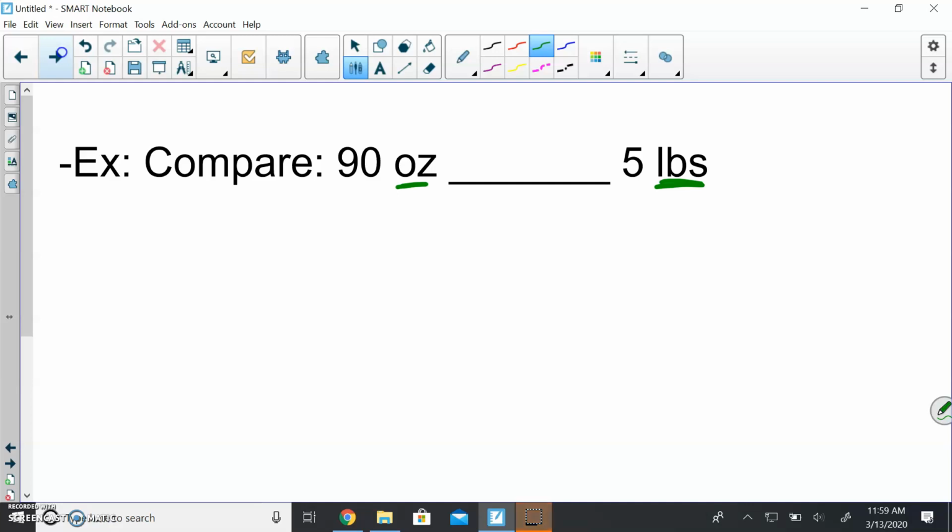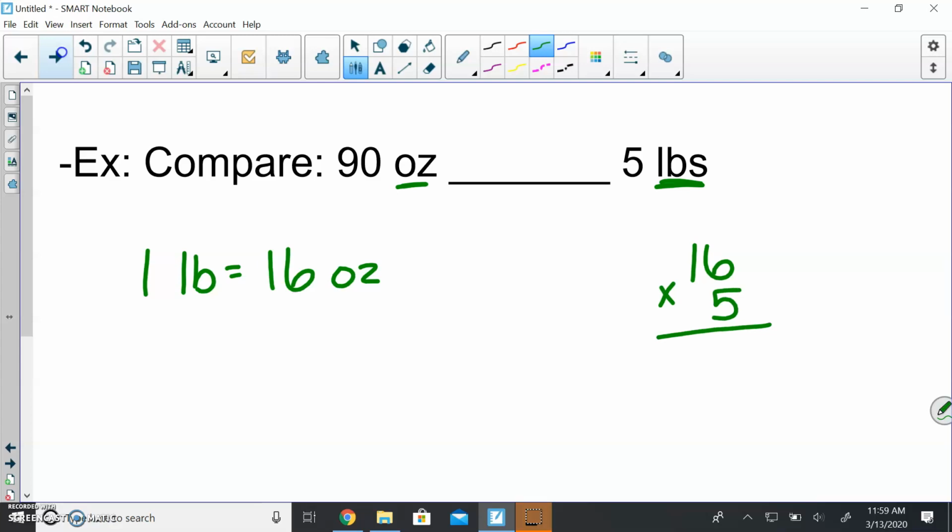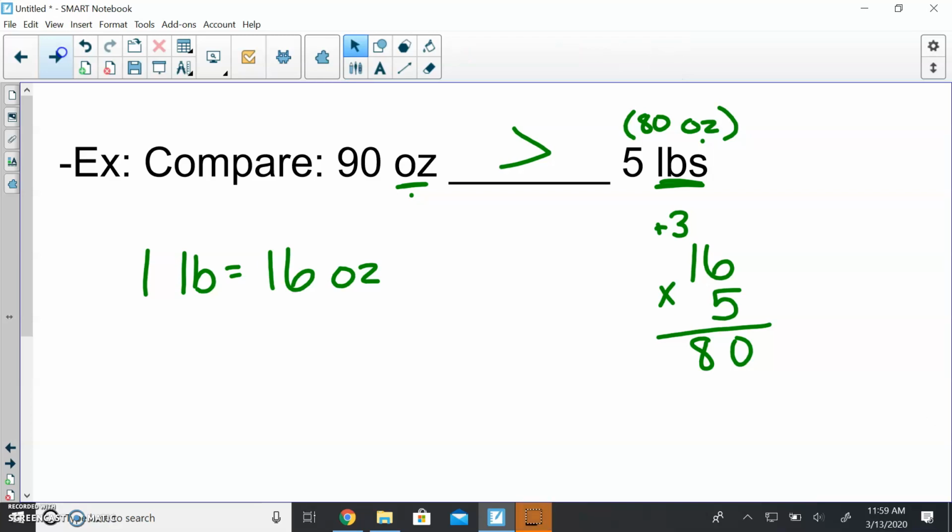convert it into ounces. So I have to think 1 pound is equal to, that's right, 16 ounces. So if 1 pound is 16 ounces, I have to do 16 times 5, right? We actually just did that during our first example, so we know it's 80. So 5 pounds is equivalent to 80 ounces. Now that I have the same units, it's much easier for me to compare, and I can very clearly see 90 ounces is greater than 80 ounces, or 90 ounces is greater than 5 pounds.